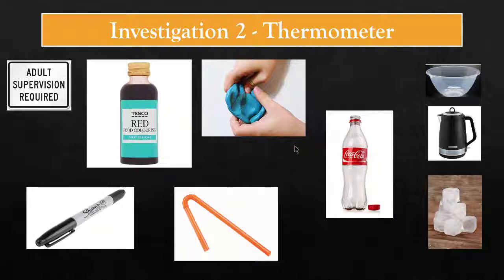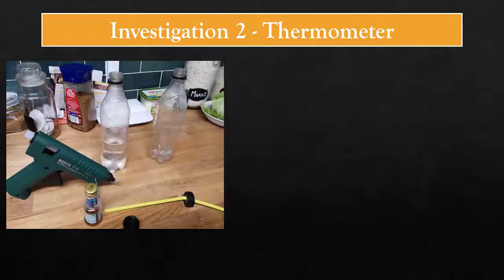Now, if you don't have some of these things, if you don't have a Sharpie, you don't need it. But you do need a straw, a plastic bottle, a lid, a kettle, some bowls, and some ice. If you don't have this putty, the sort of material that children play with, you can improvise a little bit on all those things.